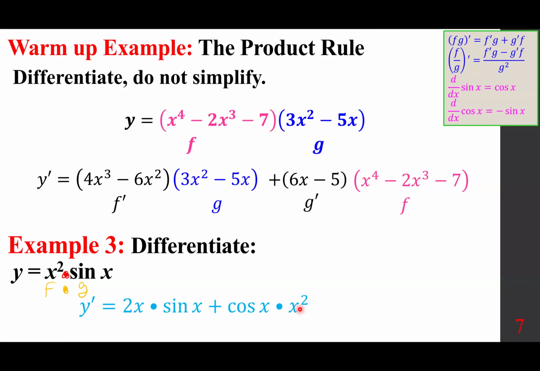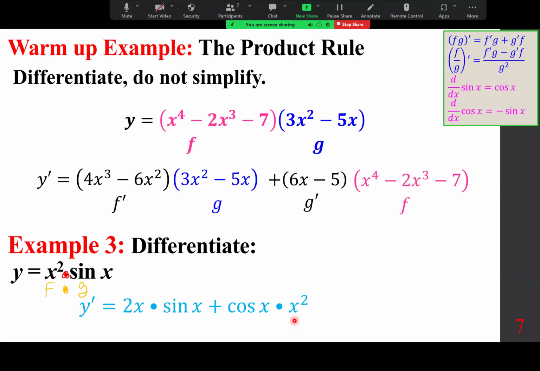Now, you have to bring the x squared in front, otherwise it's awkward. One may be under the assumption that it's cosine of x cubed. Definitely bring the x squared in front. That is extremely important.